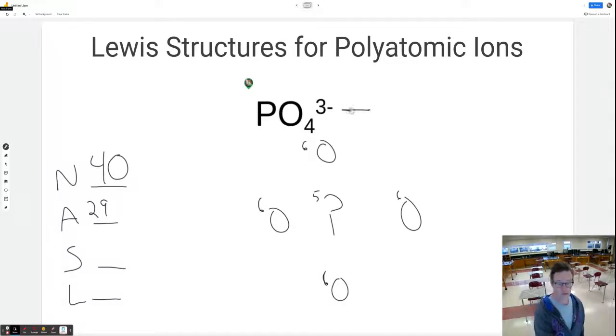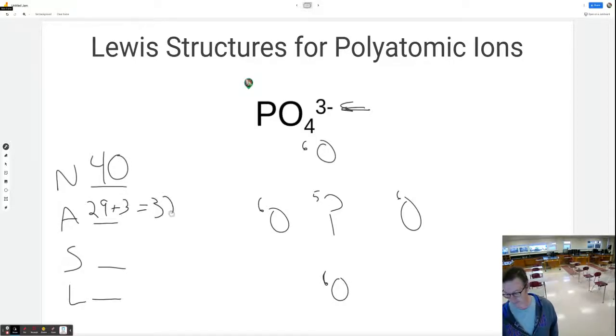But we have a charge here, which means that the number of electrons is not the normal number. The fact that it's negative means there's more electrons than usual. The fact that it's -3 means that there's 3 more than usual. So again, do the opposite of the charge. The charge is negative, so I'm going to add 3 electrons. So what I really have available here is 32. Now it's a nice even number. I can go from there.